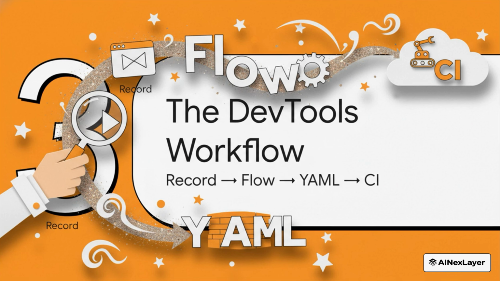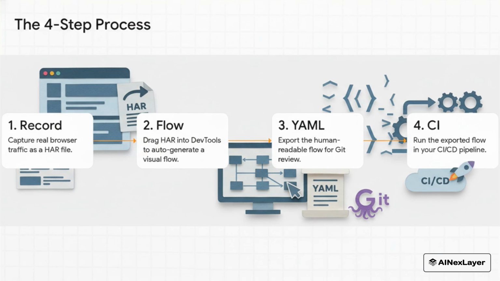What you end up with is something that genuinely feels like a magic workflow. It's this brilliantly simple, four-step process that takes you from a real user clicking around your app directly to an automated test that you can run anywhere. Here's how simple the whole thing is. 1, you just use your app, reproduce the bug, and save a HAR file right from your browser's DevTools. 2, you literally just drag that file into the DevTools Studio and boom, it builds a visual flow of all the API calls. 3, you export that flow to a clean, human-readable YAML file. And 4, you run that file using the command line right in your CI/CD pipeline. Record, flow, YAML, CI. That's it.